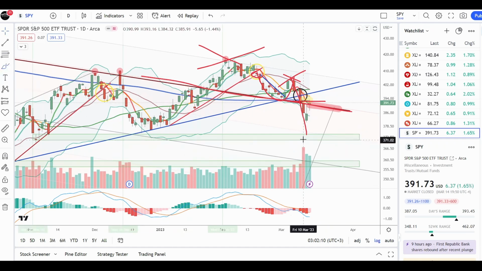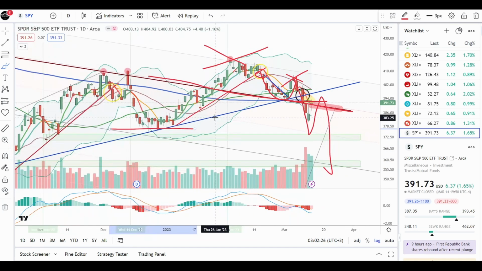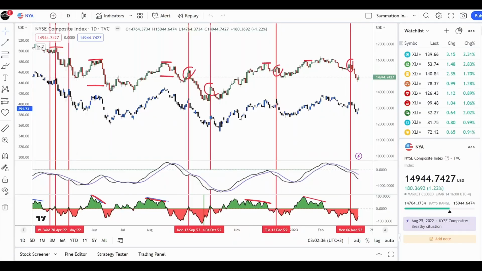And we are now again in the midst of this dead cat bounce that will inevitably fail and take out the December low. Why do I say that? Why am I saying that the market will take out the December low? Well, because I have very good technical signals from breadth. Let's take a look at breadth, guys.